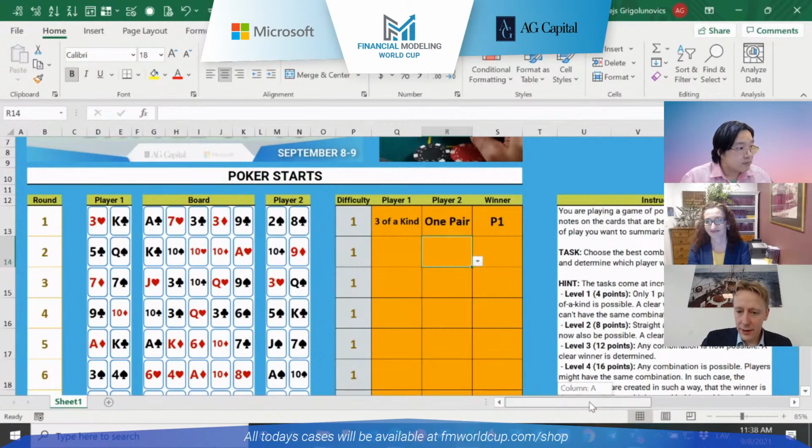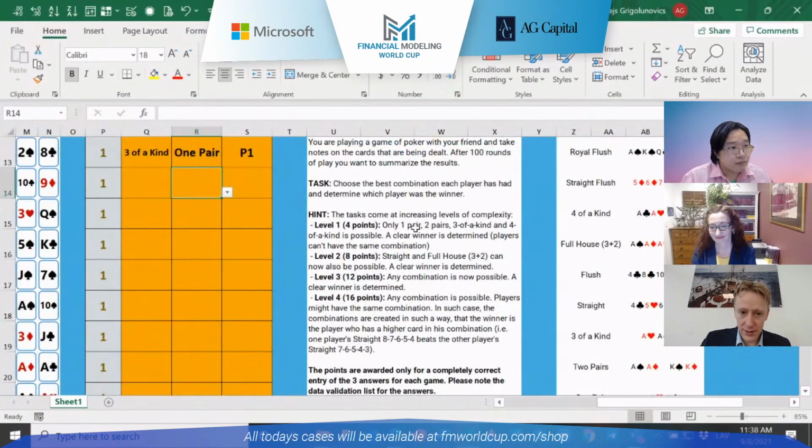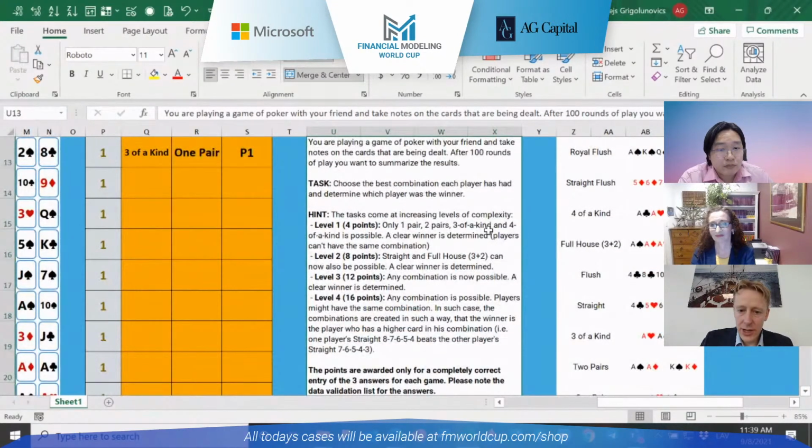So another couple of things you want to take note of about building your formulas. This goes with progressive levels of complexity. Each level has 25 games. Level 1 gives you fewer points, 4 points only. But here, the only possible combinations are either 1 pair of cards or 2 pairs, 3 of a kind, and 4 of a kind. No other combinations are possible, and a clear winner is always determined. So there could not be any ties over here. On level 2, no ties are possible, but this list of combinations is also extended by straight and full house.